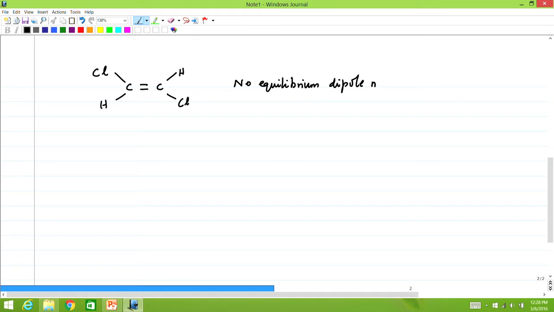Therefore, this does not have a microwave spectrum, but it has IR spectrum. Ozone.